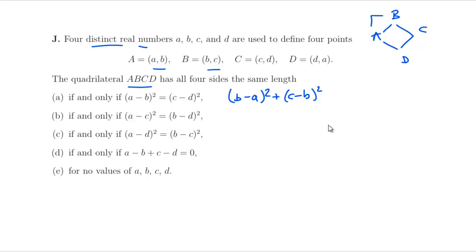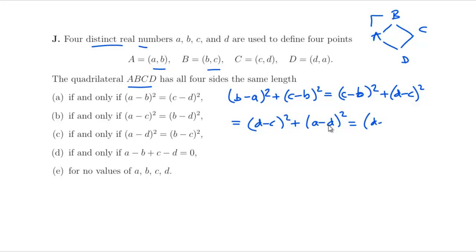So that's going A to B. That will be equal to B to C, so (c minus b) squared plus (d minus c) squared. And that will also be equal to (d minus c) squared plus (a minus d) squared, which is also going to be equal to (d minus a) squared plus (a minus b) squared. Of course we can flip around these minus signs however we want.